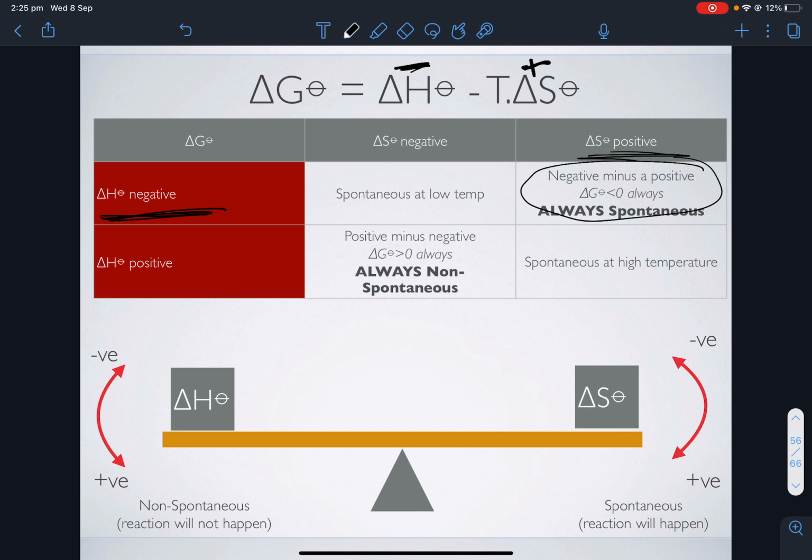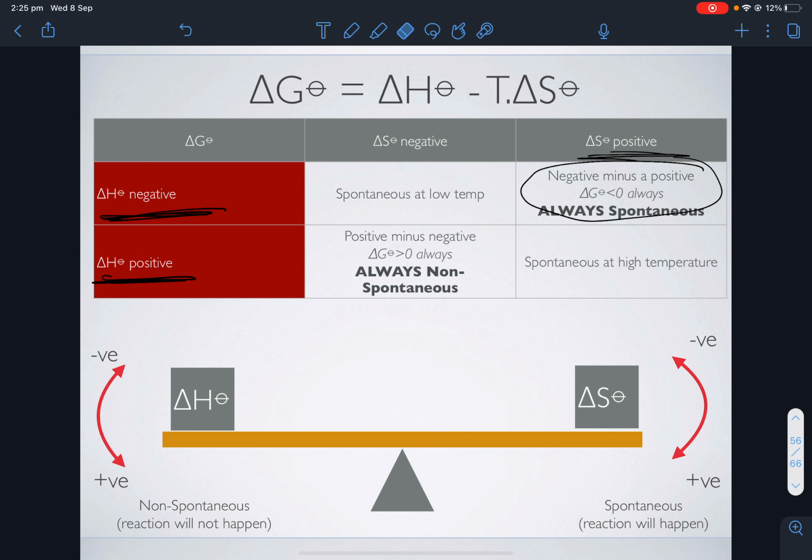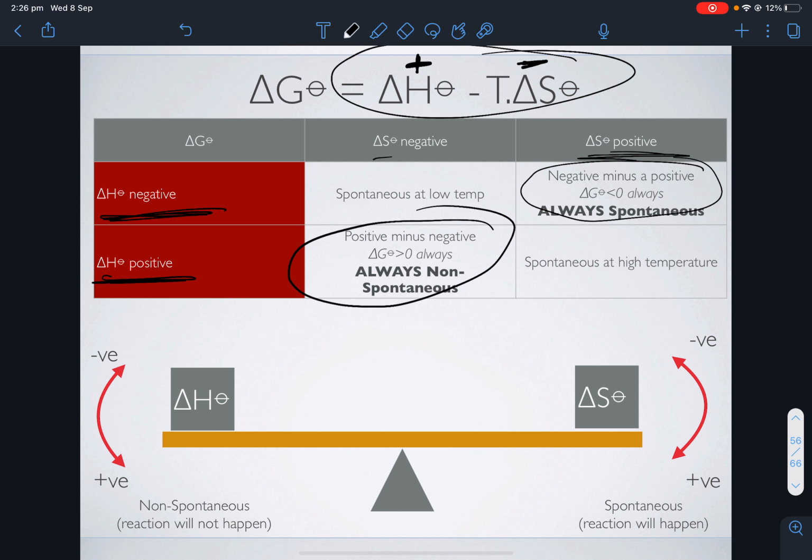Now let's look at the condition where our enthalpy is positive and our entropy is negative, okay? T will always be positive. So here in this condition we can look at Gibbs and go, well, a positive minus a negative is going to be a positive and a positive. There's no way that that's going to go negative, okay? It can't be spontaneous. So we say under those conditions, it's always non-spontaneous, no matter what the temperature is, okay?